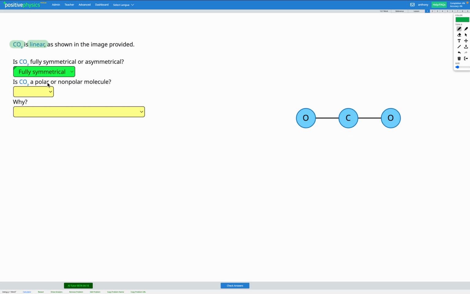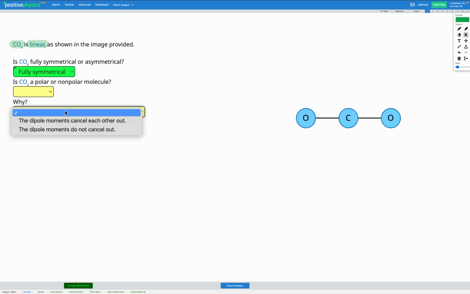Next, we need to figure out if it's polar or non-polar and explain why. Each of our external atoms, our two oxygens, is going to have some sort of dipole. But in this example, we've got a dipole due to this oxygen and a dipole due to this oxygen, and they're on opposite sides. So they're going to cancel each other out, and we're going to end up with zero dipole, in other words, a non-polar molecule. So in this one, the dipole moments will cancel each other out because it's symmetrical, and therefore it's going to be a non-polar molecule.